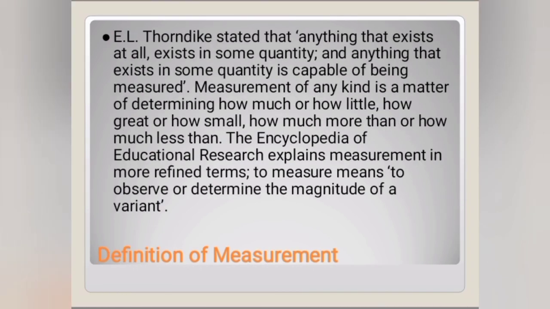Definition of measurement. E.L. Thorndike stated that anything that exists at all exists in some quantity, and anything that exists in some quantity is capable of being measured. Measurement of any kind is a matter of determining how much or how little, how great or how small, how much more than or how much less than. The Encyclopedia of Educational Research explains measurement in more refined terms. To measure means to observe or determine the magnitude of a variant.